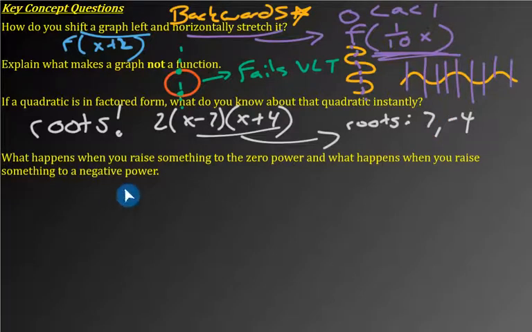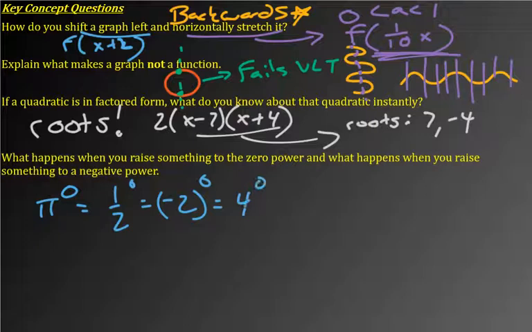And then this is honestly something that goes back to even, I think you see this in elementary school or something, but what happens when you raise something to the 0 power and what happens when you raise something to a negative power? So 0 power, doesn't matter what it is, pi to the 0, 1/2 to the 0, negative 2 to the 0, 4 to the 0, all those things are just 1. Doesn't matter what you raise to the 0 power, it is 1.